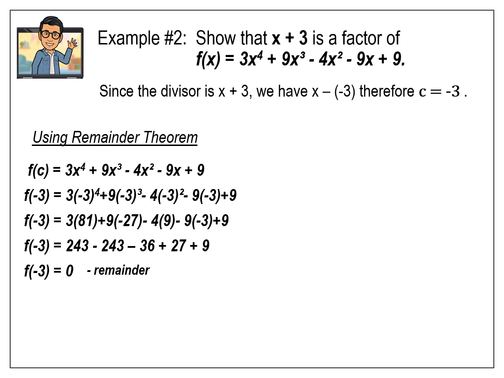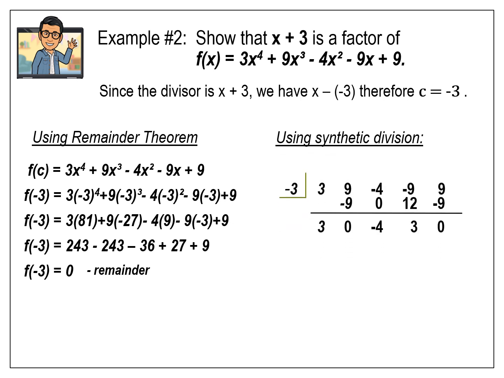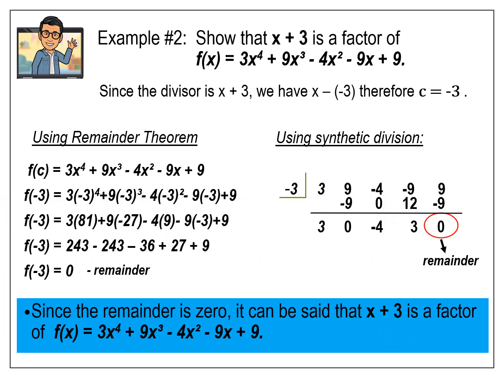Then, if we use the synthetic division and we use negative 3 as our divisor, it shows that our remainder is also equal to 0. Since the remainder is 0, it can be said that x plus 3 is a factor of f of x is equal to 3x raised to the 4th plus 9x cubed minus 4x squared minus 9x plus 9.